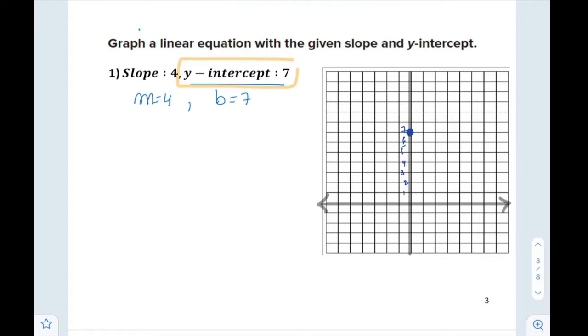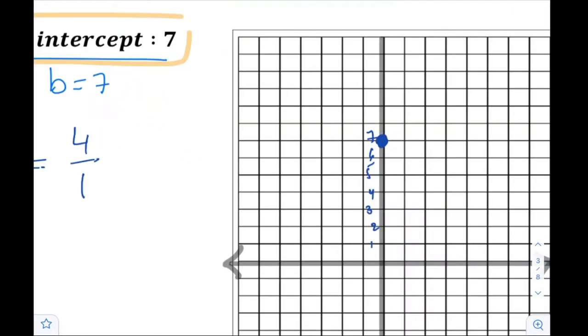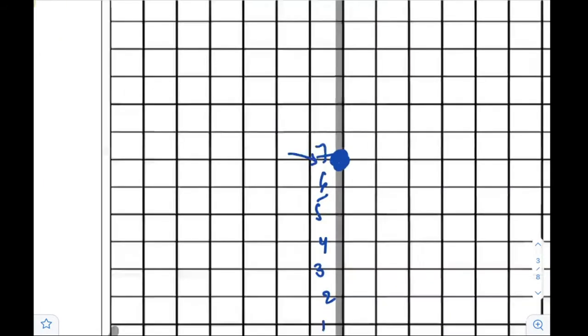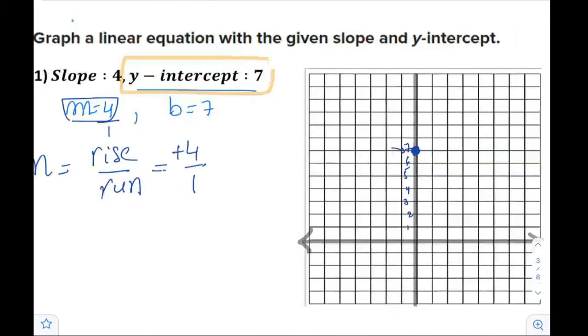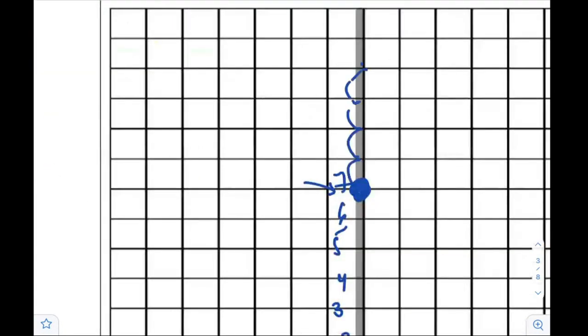When the slope is given to be 4, remember that the slope is rise over run. So my slope is 4 over 1. Since there is nothing, it means 1 because 4 divided by 1 is 4. That means from the starting point, which is 7, I will rise up 4 because it is positive. So 1, 2, 3, 4. So I reach to 11 definitely.